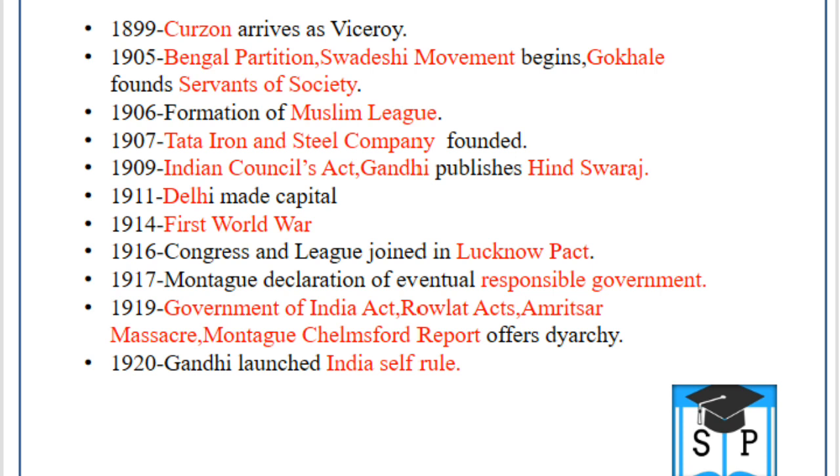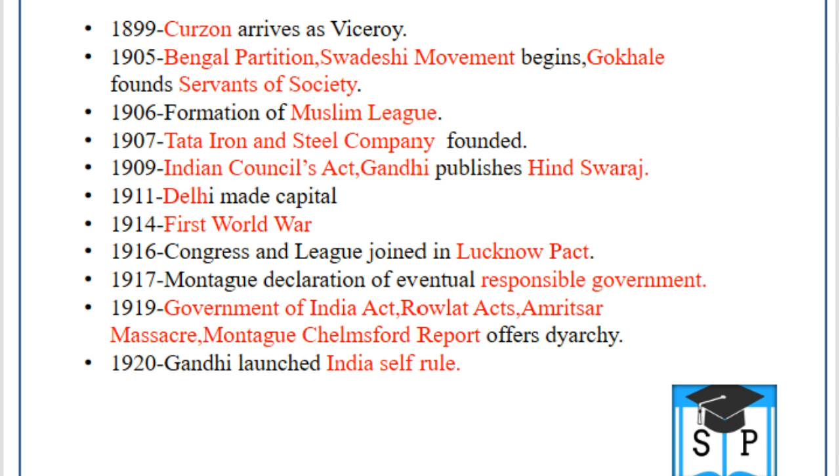1906 Formation of Muslim League. 1907 Tata Iron and Steel Company founded. 1909 Indian Councils Act. Gandhi publishes Hind Swaraj. 1911 Delhi made capital. 1914 First World War. 1916 Congress and League joined in the Lucknow Pact. 1917 Montagu Declaration of Eventual Responsible Government. 1919 Government of India Act.